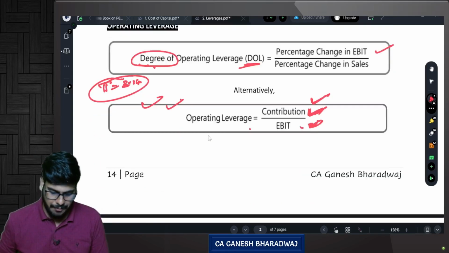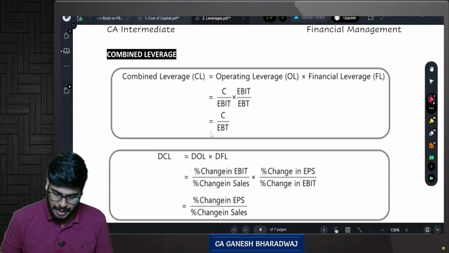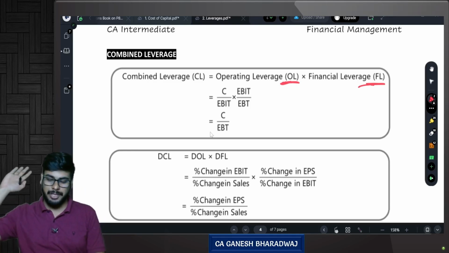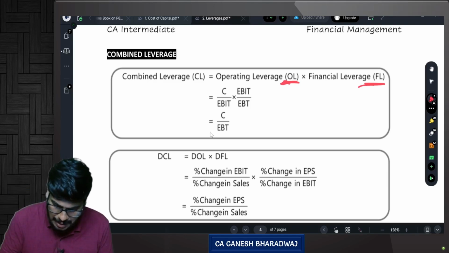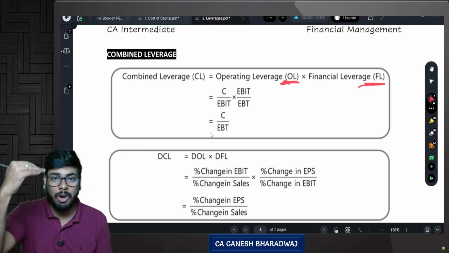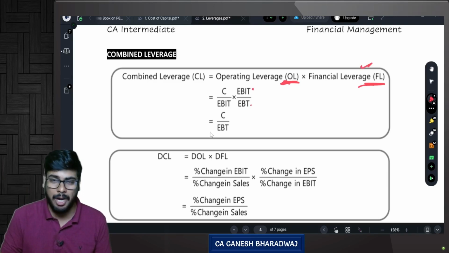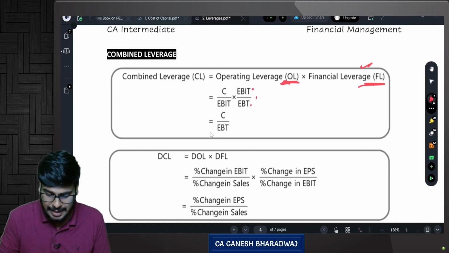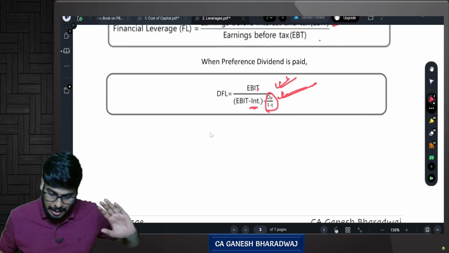Very simple. Combined leverage is nothing but operating leverage into financial leverage. Or you can use this formula. Operating leverage, what is the formula? Contribution upon EBIT, correct? Financial leverage, what is the formula? EBIT upon EBT. Yes, there's an alternate formula: EBIT divided by EBIT minus interest minus preference dividend upon 1 minus T. That also you can use. In this case, we have just considered this, as given in the study material. In the study material, this is also given.